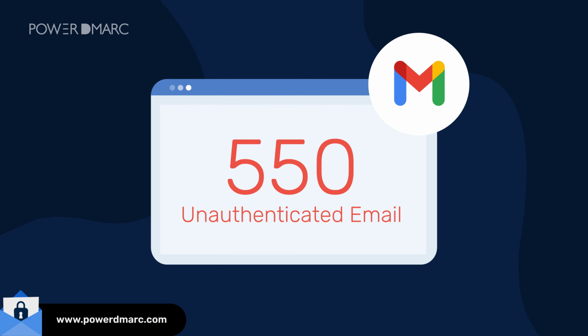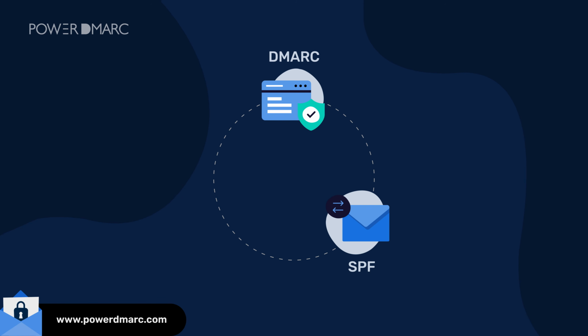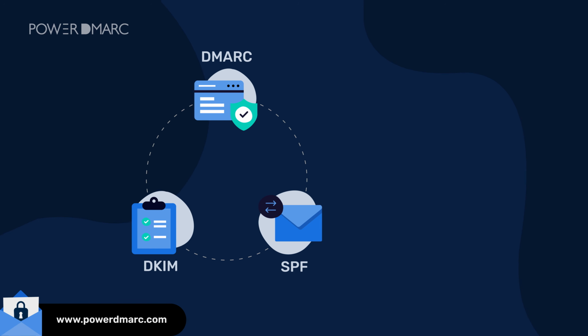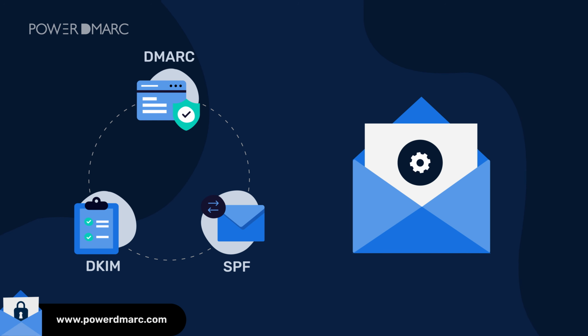While there are several variations of the 550 code, this can be an indication that your domain name is missing authentication information, like DMARC, SPF, or DKIM records. These are email authentication protocols that help you verify your email's legitimacy. To resolve this error, you need to incorporate DNS records in your domain name system to configure the protocols.